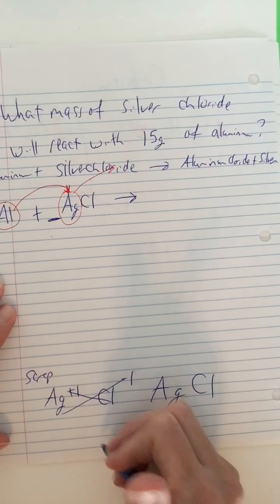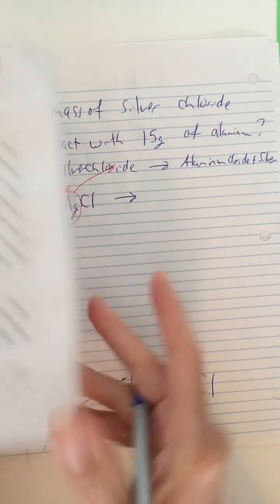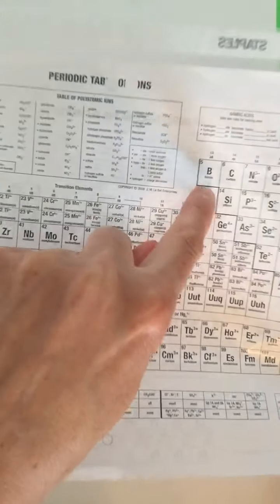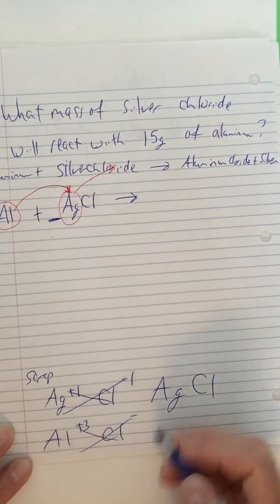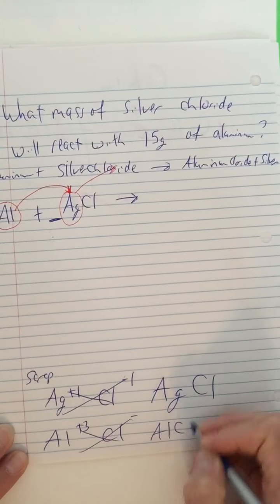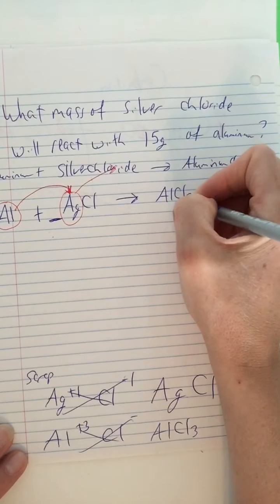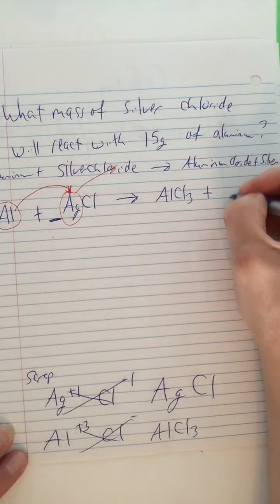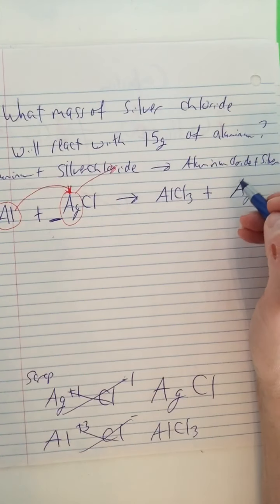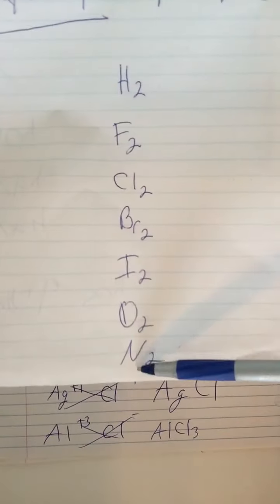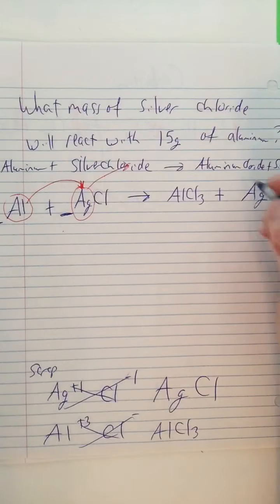Well, what does that look like down here? We've got to get aluminum, right? Go look him up. Right here, he's a +3. Chloride, you already looked him up. He's a -1. Crisscross, AlCl3. So I get aluminum chloride, AlCl3, plus silver gets left alone, Ag. When elements are alone, I double check my list. Are they on my Super 7? No, they're not. No aluminum, no silver. So we don't have to worry about that.